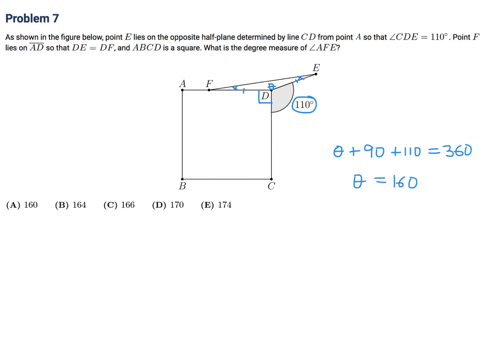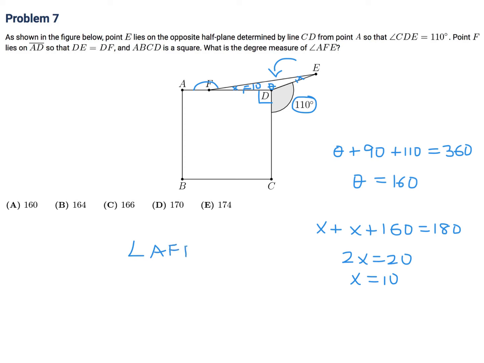So then going back to this triangle here, the three angles in that triangle are x, x, and 160, and that equals 180. So that means 2x is equal to 20, x is 10. There we go. So this x is equal to 10. And then the last thing I need to figure out is angle AFE. Angle AFE is going to be 180 minus x. And that means it's 180 minus 10, which is 170. And therefore, the answer to this number 7 is D.